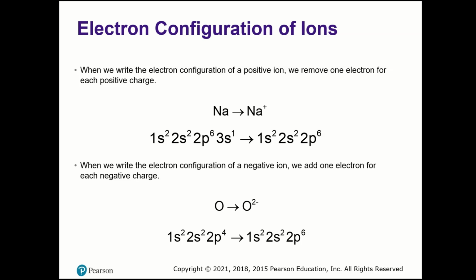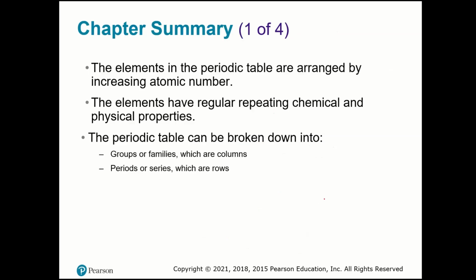I already explained the electron configuration of ions before, but I want to reinforce this. When we write the electron configuration of a positive ion, we remove 1 electron for each positive charge. So we go to the last level of energy and take out 1 electron. Now I have this electronic configuration, which is similar to neon. Again, now we have 2 more electrons, so we add them in the last level where I have space. So 4 plus 2 is 6. Now I have the electronic configuration of neon. Okay, so don't forget that.